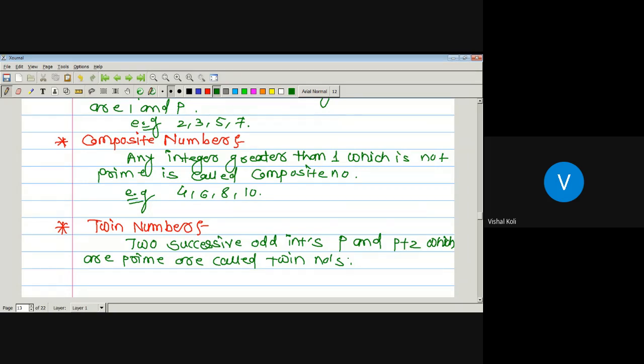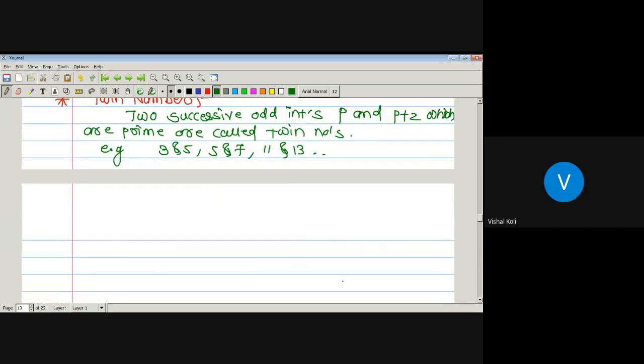Can you give an example? 3 and 5. For example, 5 and 7. Similarly, 11 and 13, and so on. Okay, so such numbers are nothing but the twin numbers.